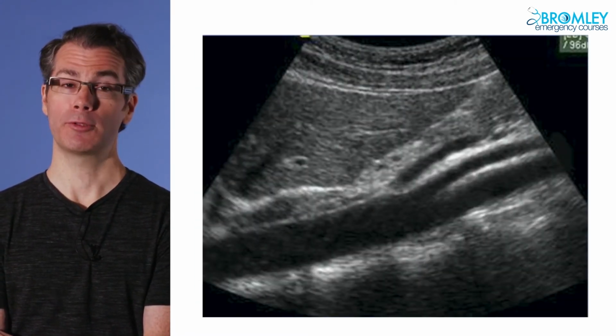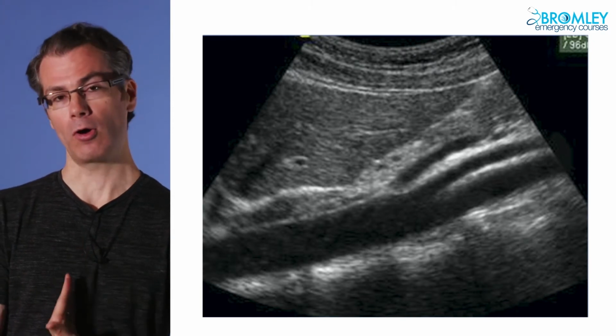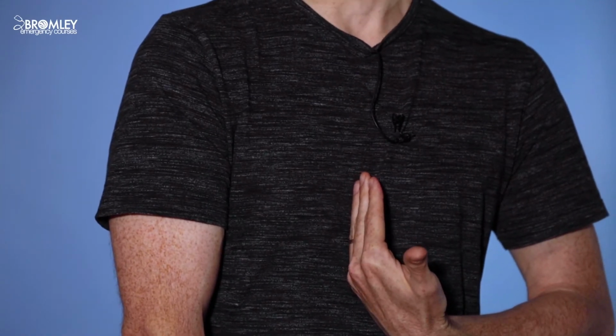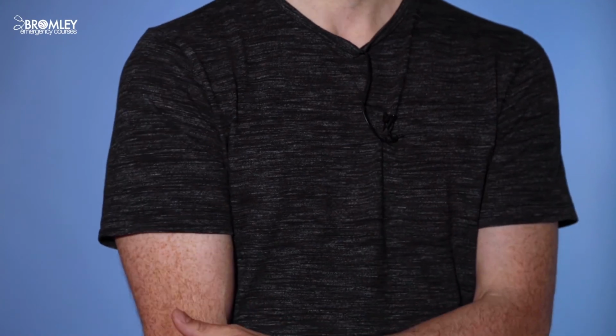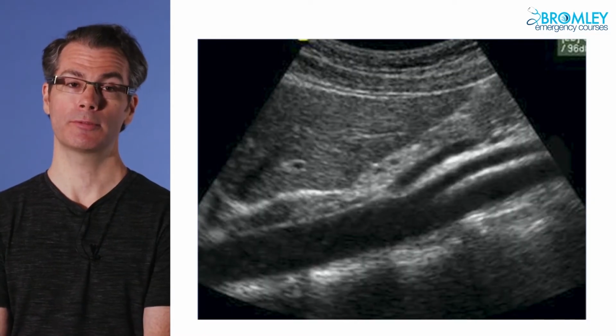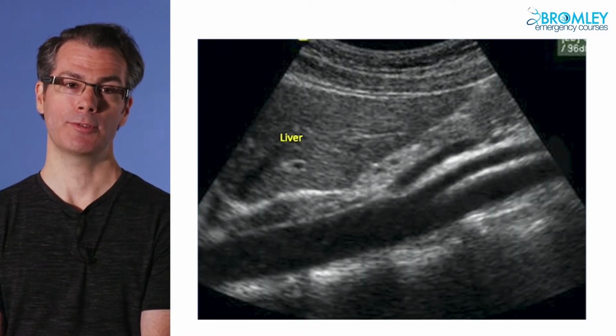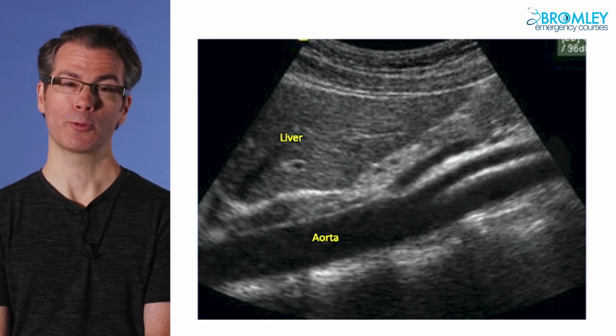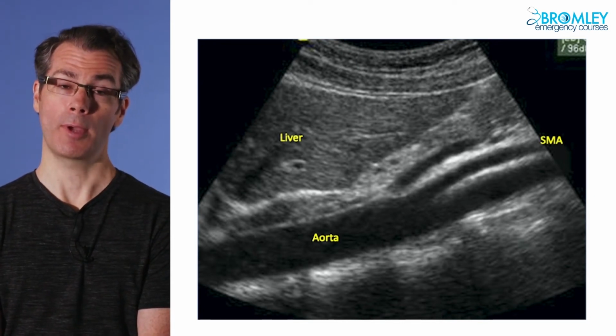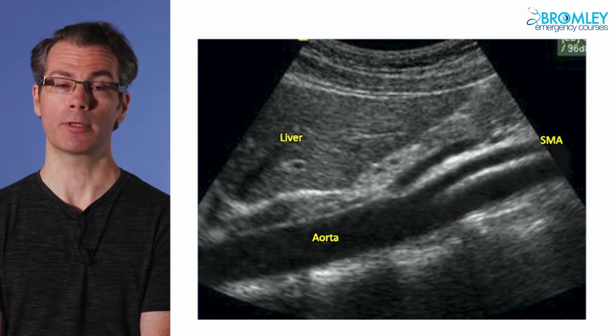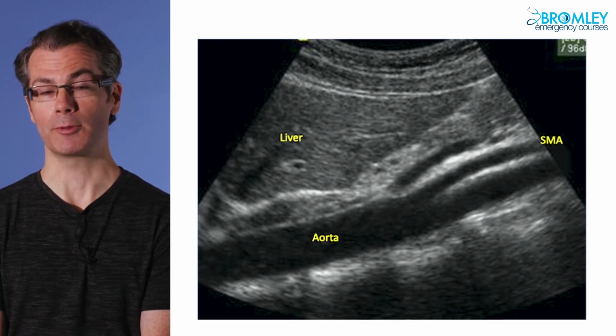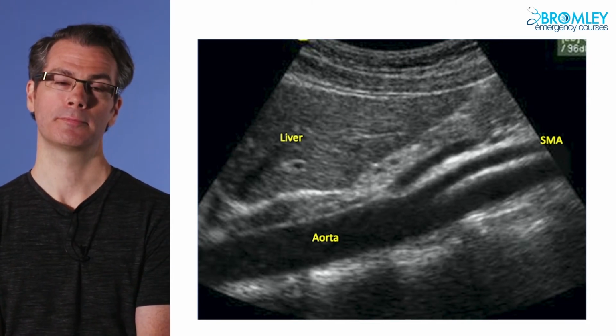So here we've rotated the probe through 90 degrees, so we're in the long axis, so with the probe marker to the patient's head. So at the top of the image, we have the liver. Deep to this is the aorta, and you can also see the SMA, which branches off the aorta and runs along parallel to the aorta and just anterior to it.